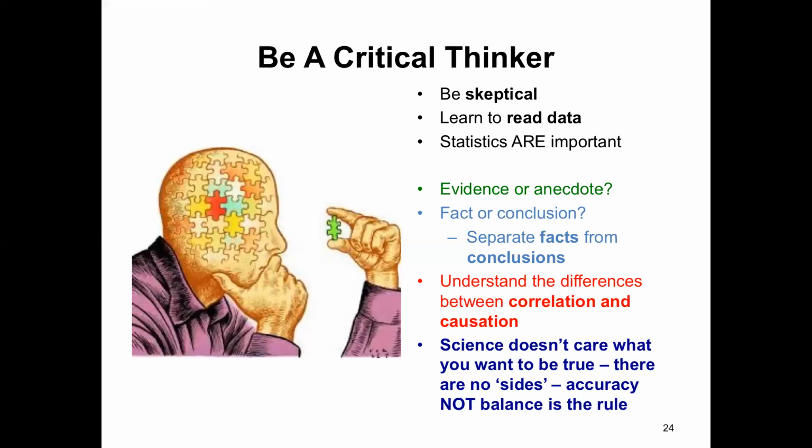So facts are just pieces of information, right? Sometimes they're numbers, sometimes they're data. They're just pieces of information, but that's not the same as a conclusion. A conclusion comes when you have a lot of facts, lots of numbers, lots of ways of looking at something, and then you can come to some sort of a conclusion.